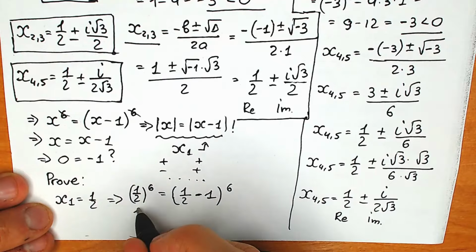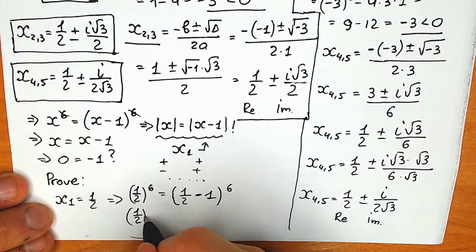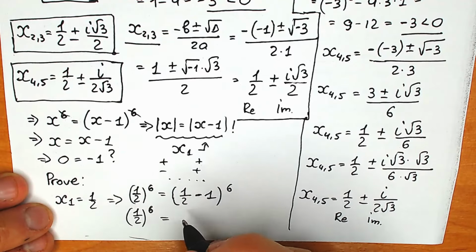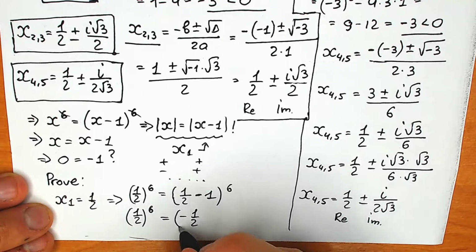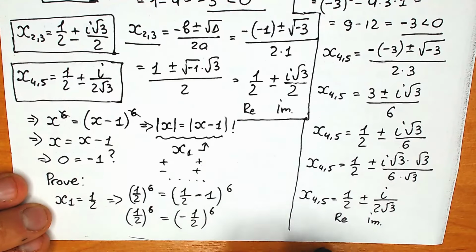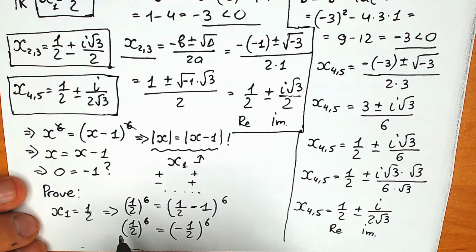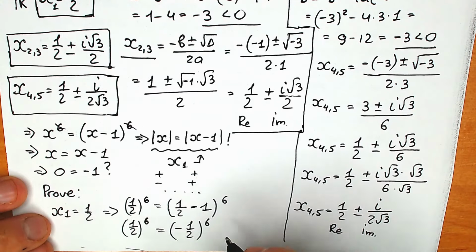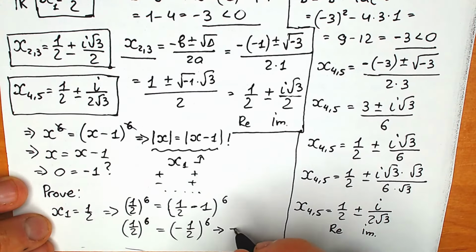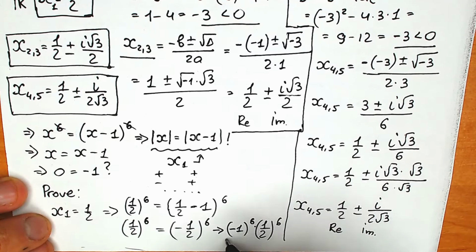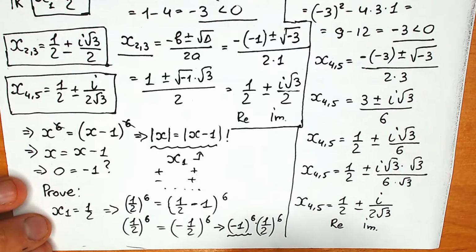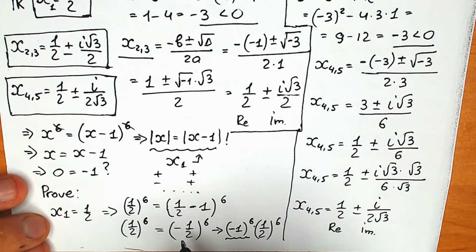And from here, what can we get? 1/2 to the power 6 on the left side, and on the right side we have minus 1/2 to the power 6. But basically these are the same expressions. Yeah, we have 1/2 to the power 6. And right here we have minus 1/2 to the power 6, or we can write it as minus 1 to the power 6. We can split it, yeah, times 1/2 to the power 6. And in this way, minus 1 to the power 6, this is our even power, so it means that the final sign will be positive.